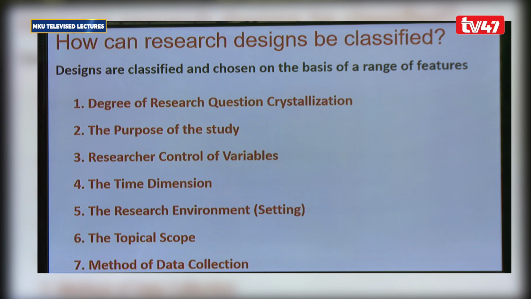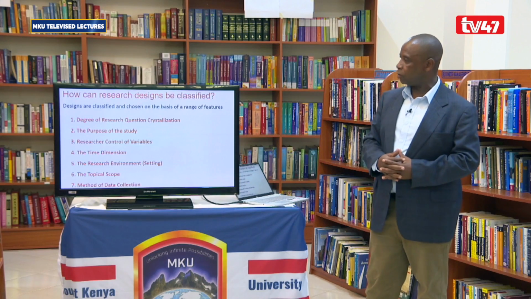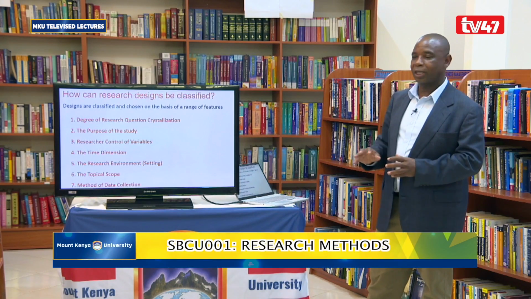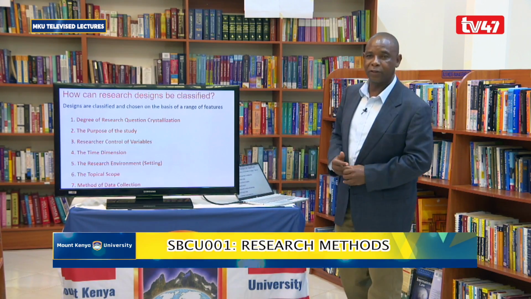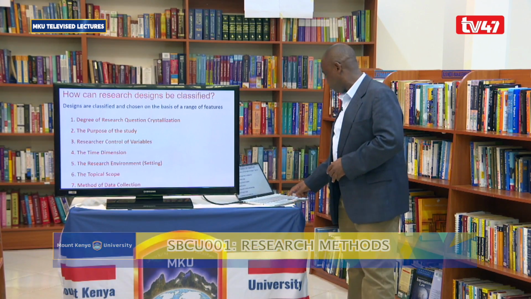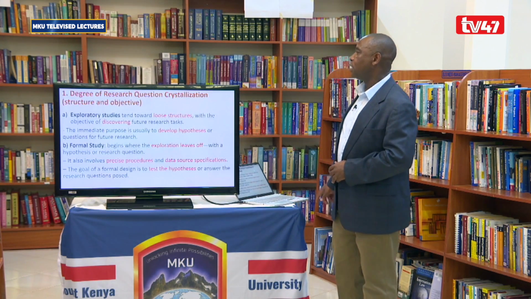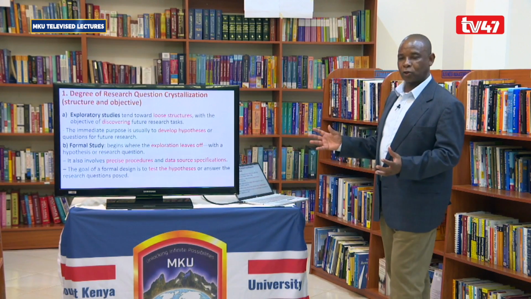Then the purpose of the study, then whether the researcher has control over the variables or not. We have the aspect of time. Then we have got the research environment itself, then the scope of the topic, and then finally the method of data collection. We'll go through each of these to understand how to classify research designs and how to explain the different research designs. In terms of the degree of the question, there are 2 ways of looking at this.